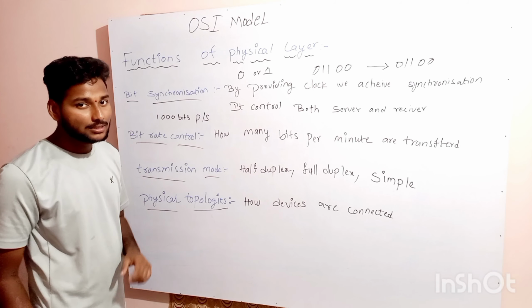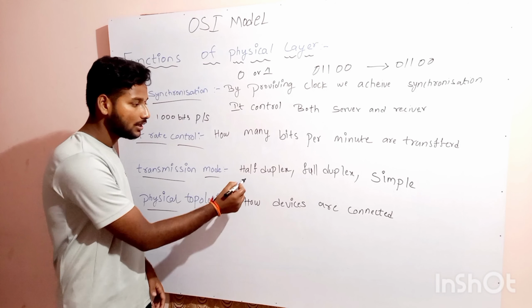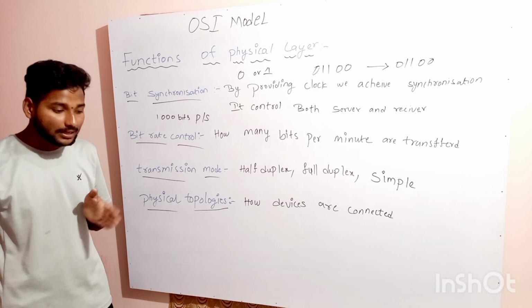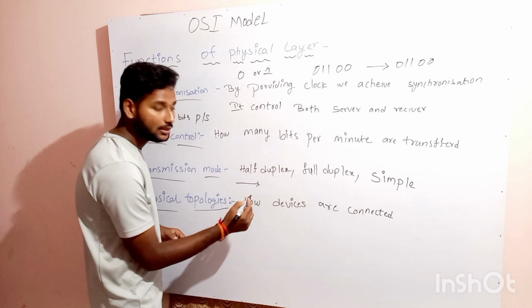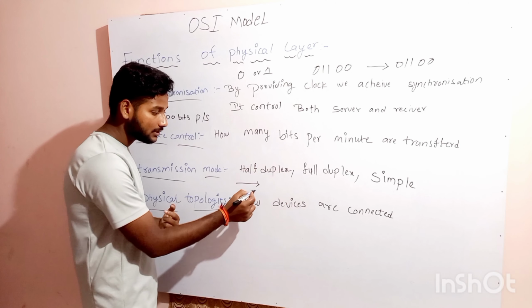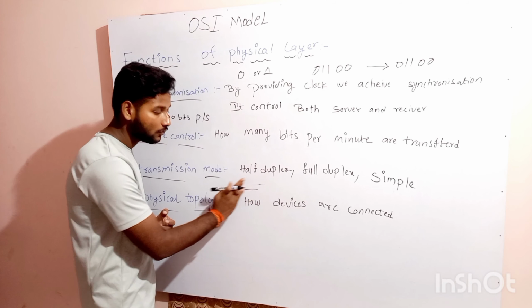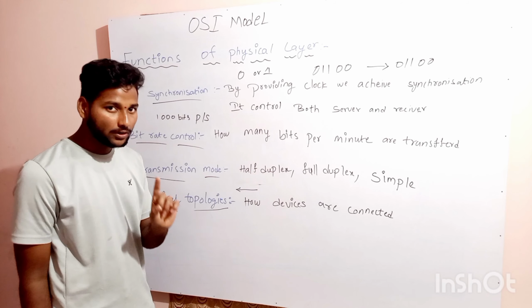We have three transmission modes: simplex, half duplex, and full duplex. In simplex, it is like a one-way route. Only the sender will send, and only one way, only one direction is used. Either sender or receiver, only one.